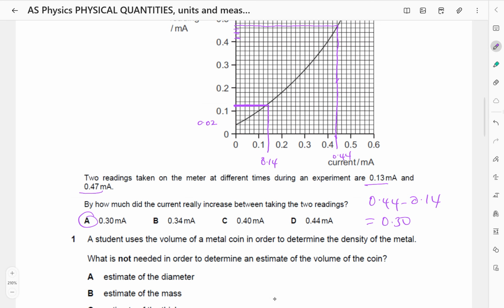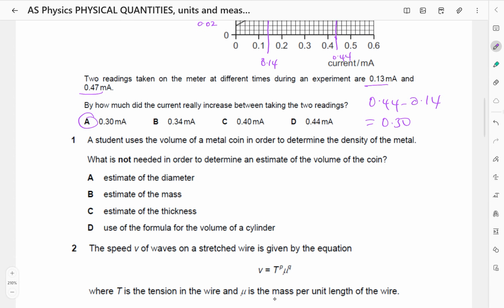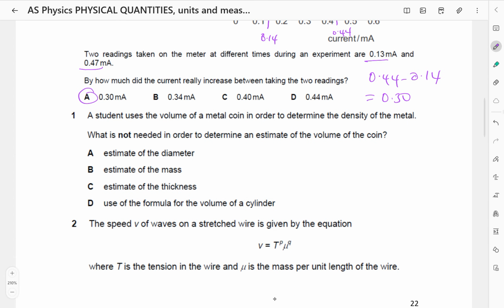Since we were finding the change in the current, I did not even bother about the zero error on the vertical. A student uses the volume of a metal coin in order to determine the density of the metal. What is not needed in order to determine an estimate of the volume of the coin? I think the mass is not needed. We don't need the mass, because what we need is the diameter and the thickness to find the volume, because it will be kind of cylindrical.